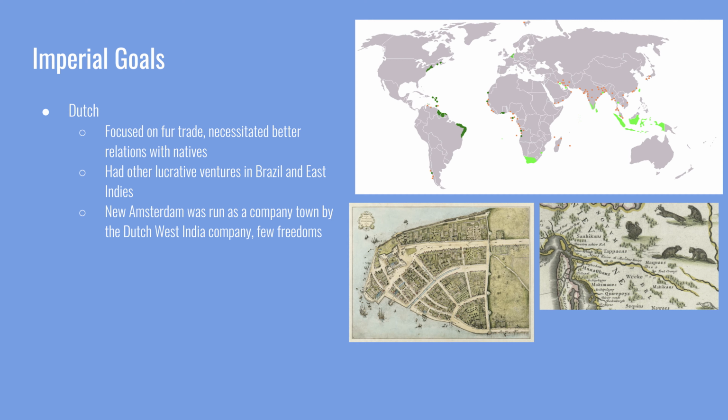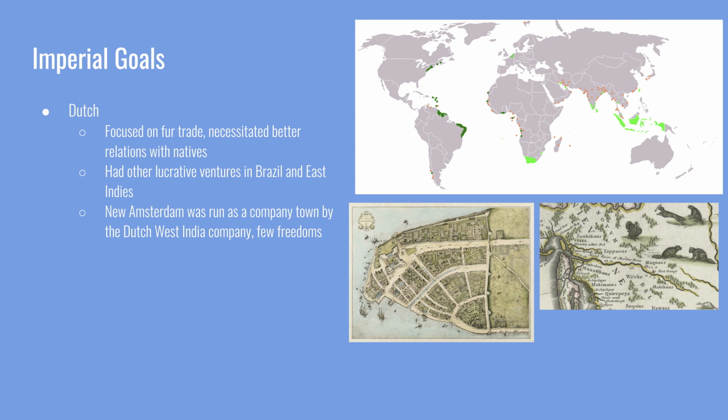As far as what it was like in New Amsterdam under the Dutch control, it was run like a company town. They were there to make money, and so the self-government and freedoms that people will come to expect in British North America are absent. The Dutch were also some of the first Europeans in North America to use African enslaved labor to build some of the infrastructure of the city.